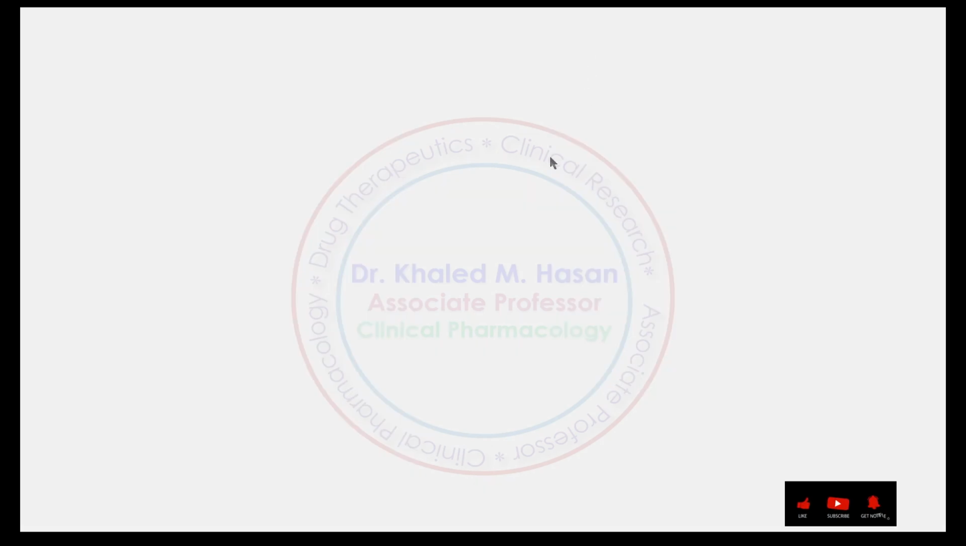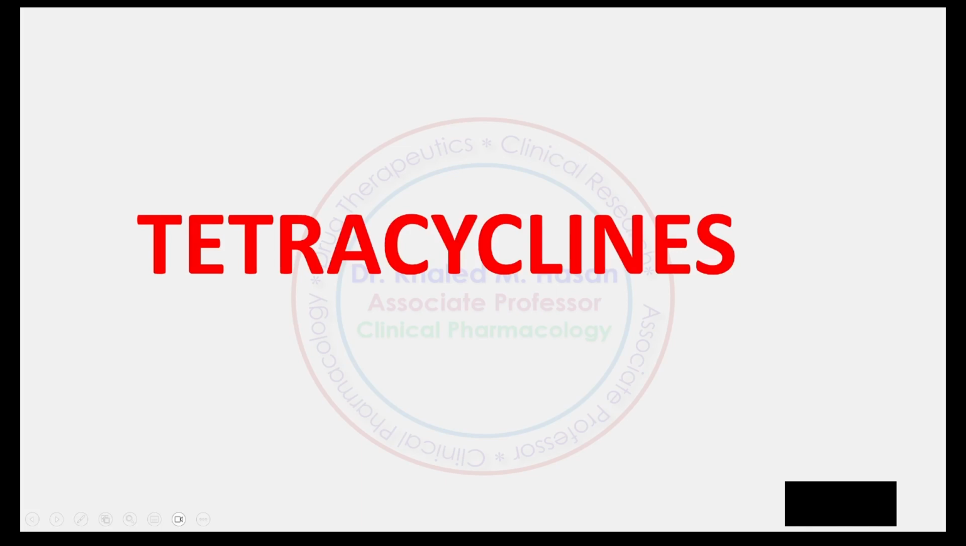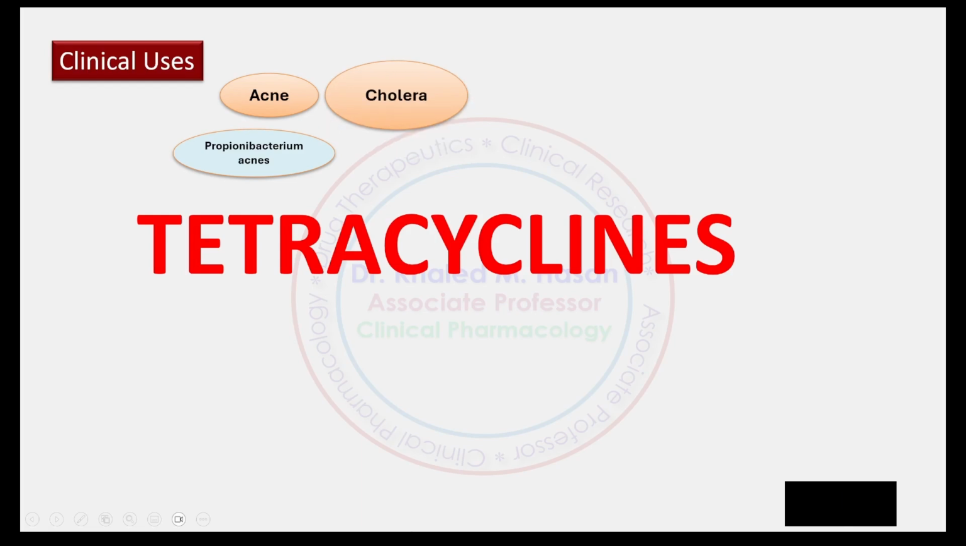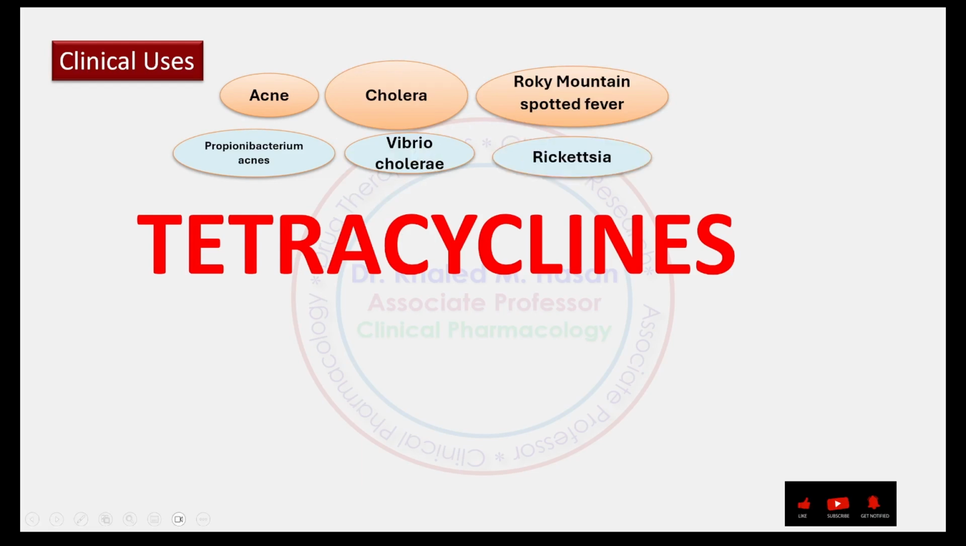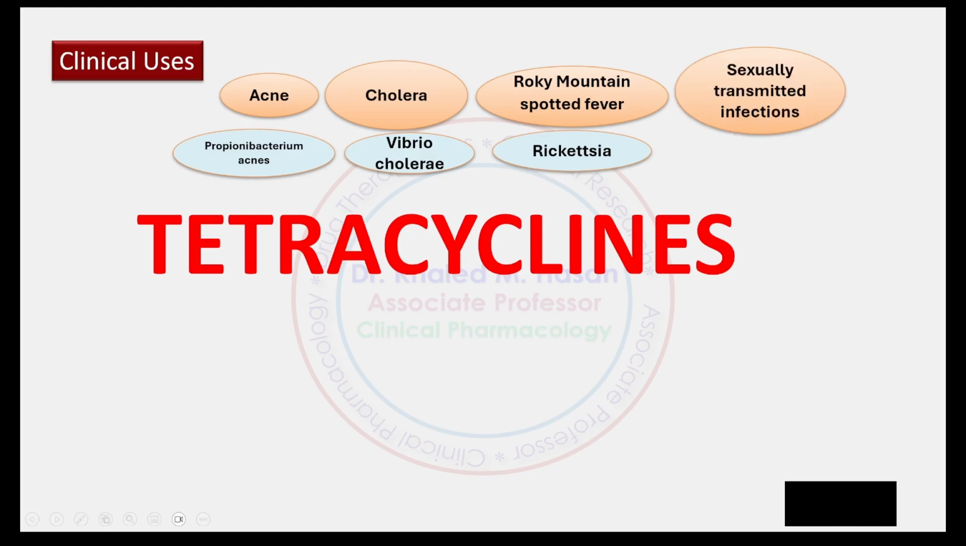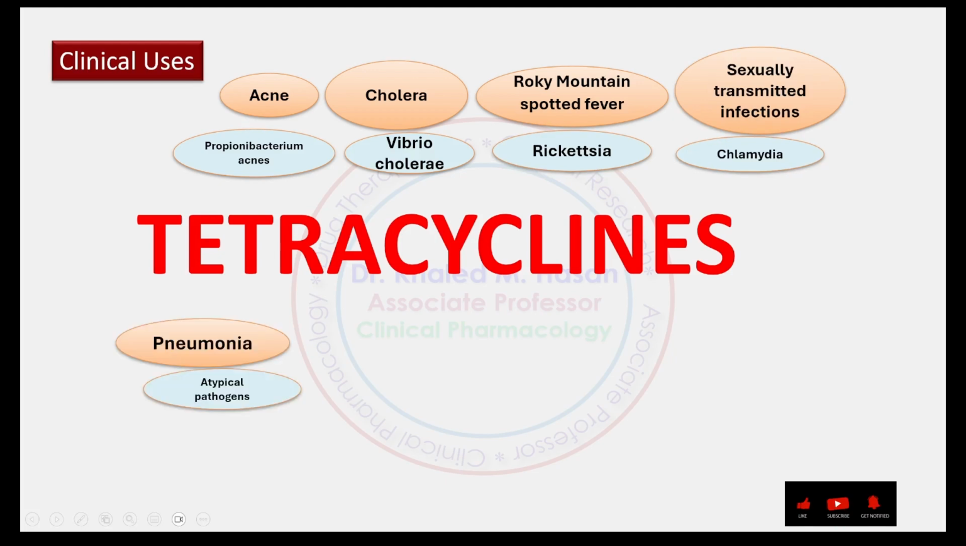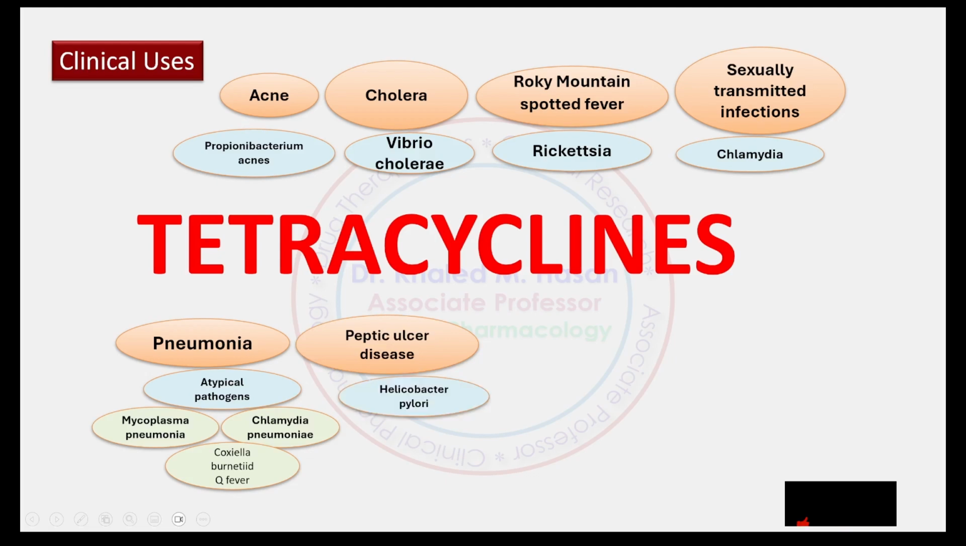Again, this slide shows what we have regarding tetracycline. Tetracycline is used for the treatment of acne. Tetracycline is used to treat cholera. Tetracycline we use for treatment of Rocky Mountain spotted fever. Tetracycline is used to treat sexually transmitted diseases, especially with specific types of infections such as chlamydia, and pneumonia with atypical microorganisms. We can also use tetracycline for the treatment of peptic ulcer disease as part of the protocol to eradicate Helicobacter pylori.